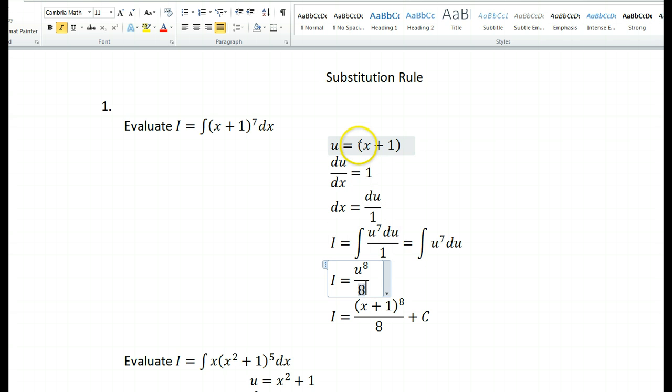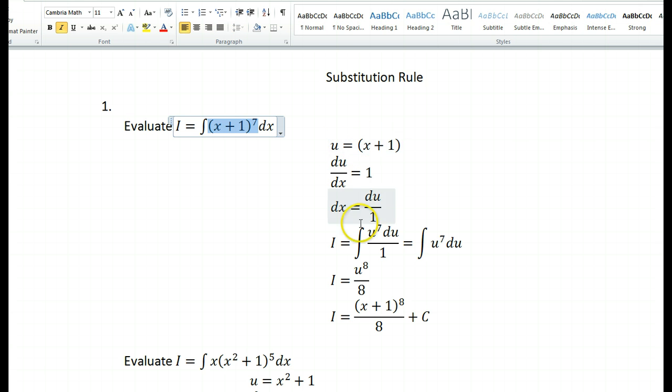But u is equal to what? Now this is the answer. We actually did the integration. So the answer is u to the 8 over 8. But this is not very conventionally good, because we can't leave the answer in terms of u, because we started the problem with x. We got to leave the answer in terms of x.